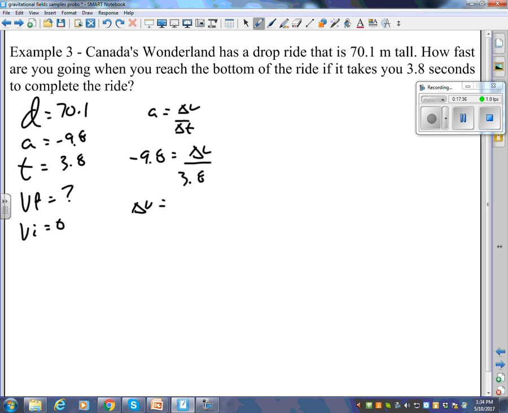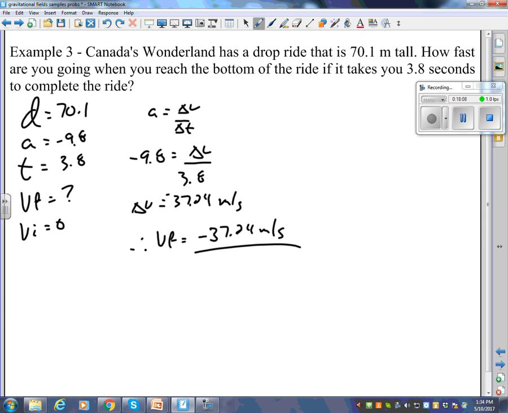No. That doesn't seem right. 9.8 times 3.8. That's better. 37.24. What would you get? 300 and something. Oh, nice. 37.24 meters per second. And because the VI is 0, therefore the final velocity is... Oh, no, that should be negative too, shouldn't it? Probably.